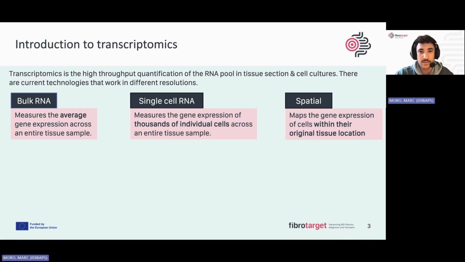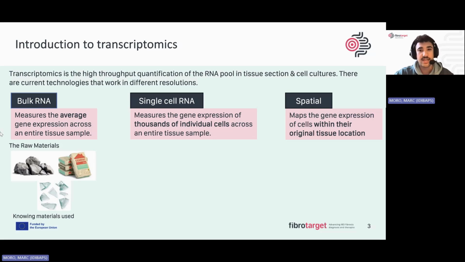And to explain this, I'm going to use an example with La Sagrada Familia, which is a really famous touristic building here in Barcelona. So imagine you want to understand this building. First we have bulk RNA sequencing. This basically measures the average gene expression across an entire tissue sample. So in our analogy, this is like taking the Sagrada Familia, crushing it into fine powder, and analyzing the pile. So you can tell me, okay, this contains 40% stone, 10% glass, and 50% cement. So you know the ingredients, but you have lost the structure.